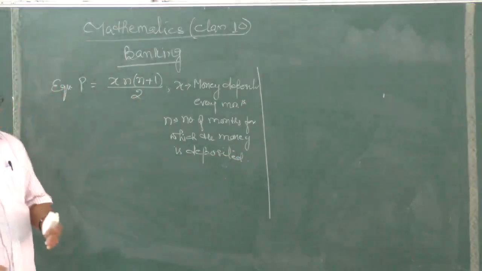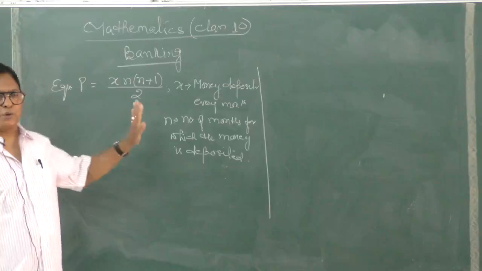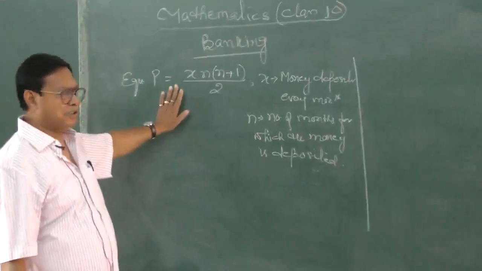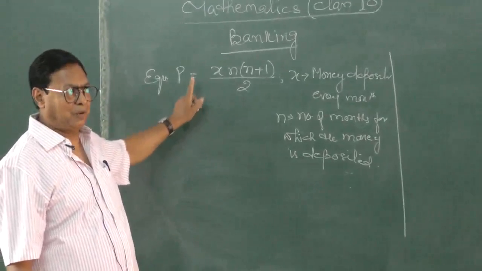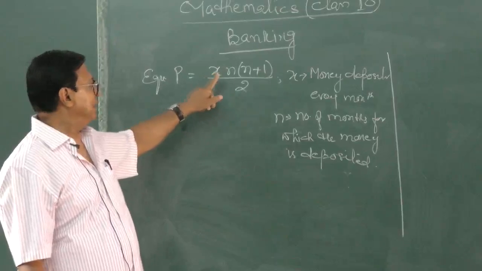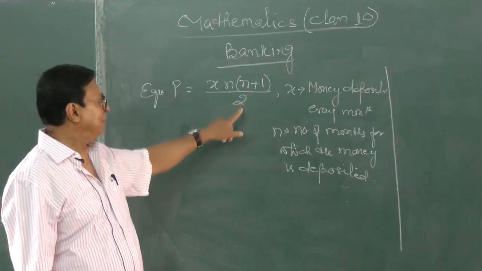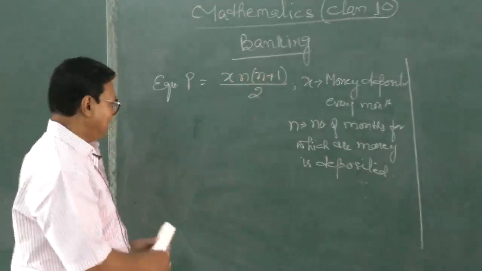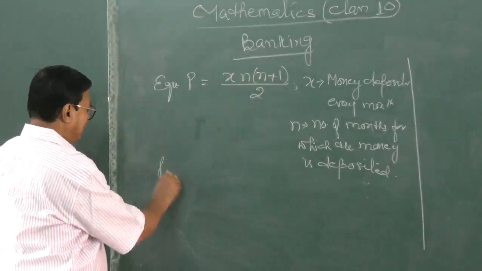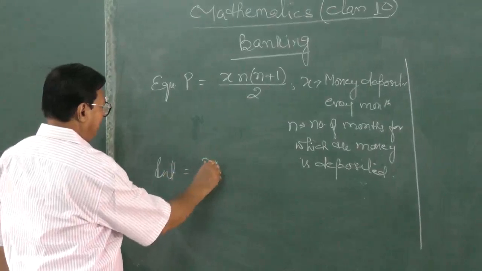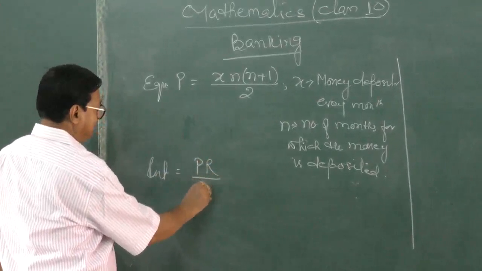So first thing comes to equivalent principal. Equivalent principal is x, the amount deposited every month, into n, the number of months for which the money is deposited, into n plus 1 by 2. So this is it. Second thing, we come to interest, is P into R by 1200.